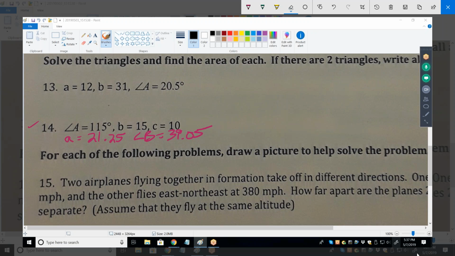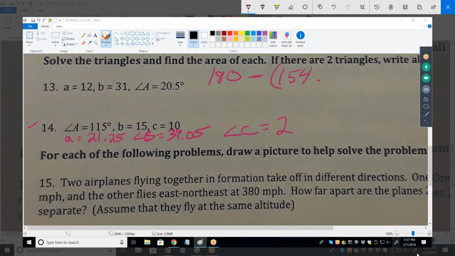We know angle A is 115. We know angle B is 39. It's real easy to figure out angle C. Just subtract from 180 the sum of these other two. So 180 minus... Three angles have to add to 180. Okay. So I'm going to subtract the sum of these two. Well, what is 115 plus 39? That's 154.